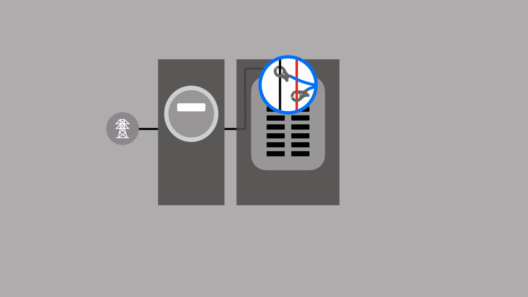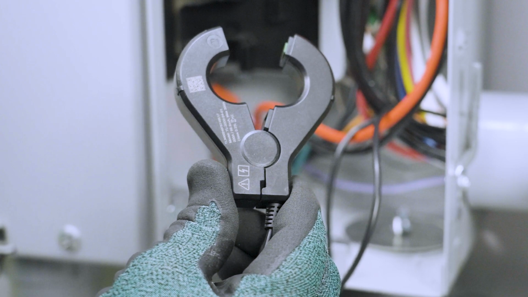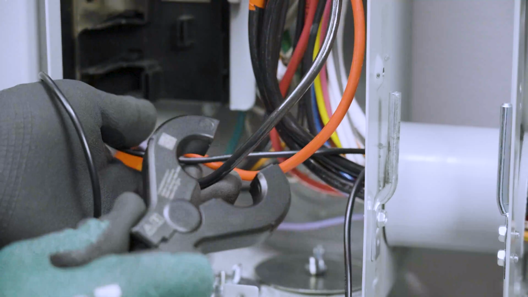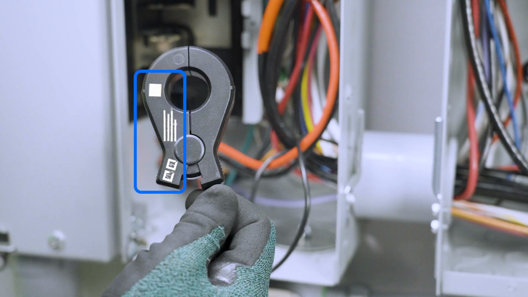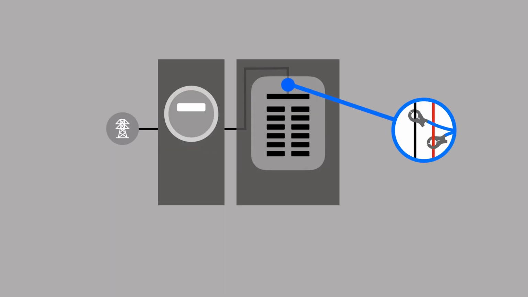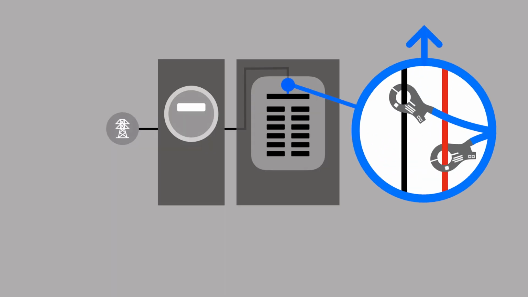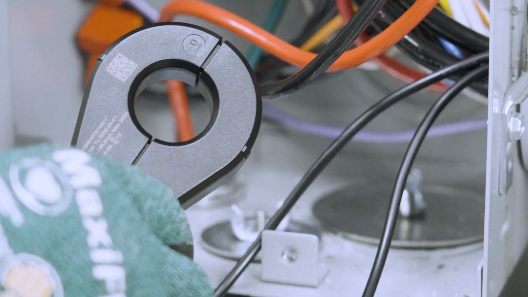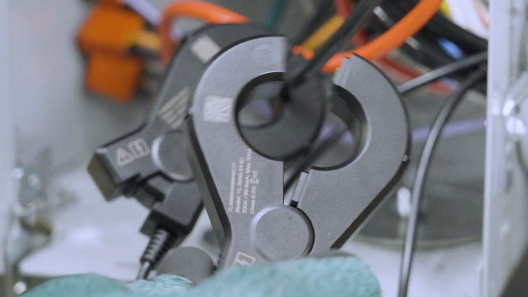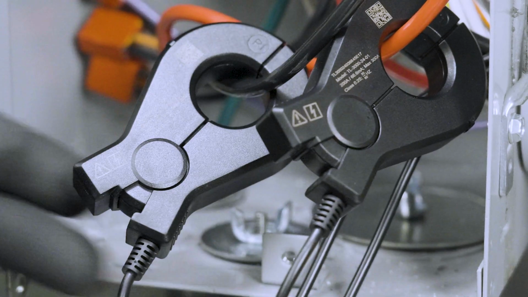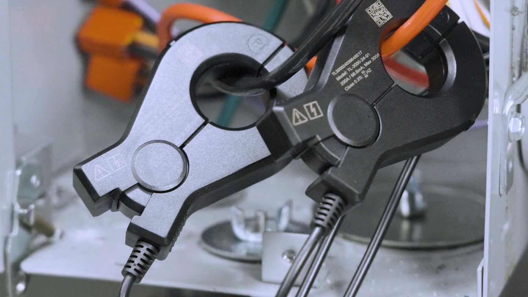Pinch the base to open the CT, then place the conductor within the opening. Ensure that this label is facing toward the source of power, in this case, toward the utility grid and away from the home loads. CTs can be installed around wires or bus bars as long as they are fully closed around the conductor. Improperly installed CTs will provide inaccurate readings.